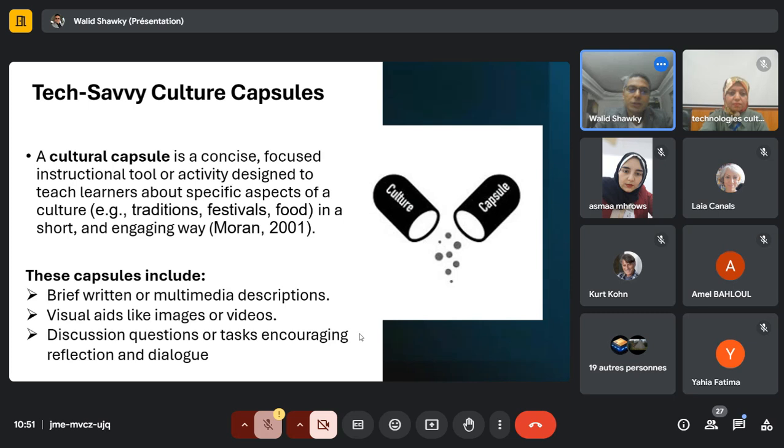So these capsules could include one of the following. It could be a written multimedia description. It could be a visual aid like a picture or a video. It could be some simple questions about students' own cultures.